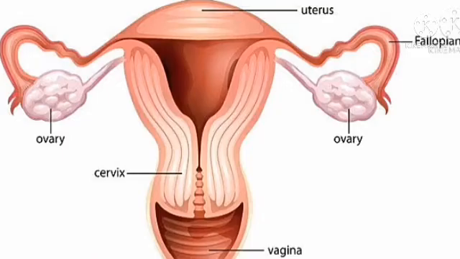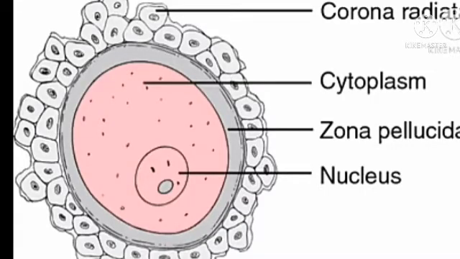Number one, we have the ovary. There are two ovaries in the female system, and the ovary produces the egg, or the female egg cell. The female egg cell is the largest cell in the human body.